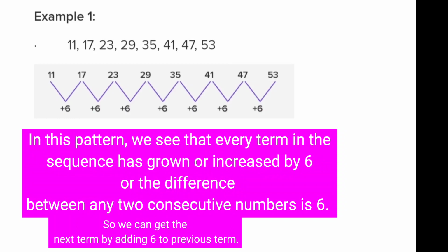Example number 1. 11, 17, 23, 29, 35, 41, 47, 53. In this pattern, we see that every term in the sequence has grown or increased by 6, or the difference between any two consecutive numbers is 6. So we can get the next term by adding 6 to the previous term.